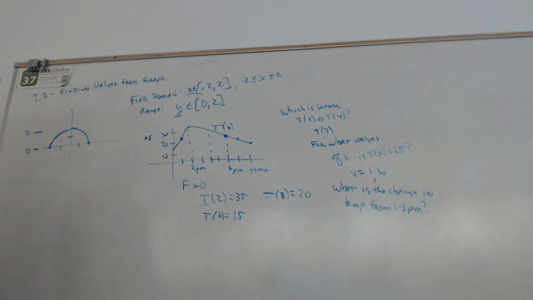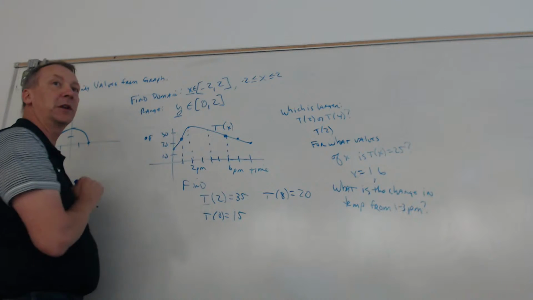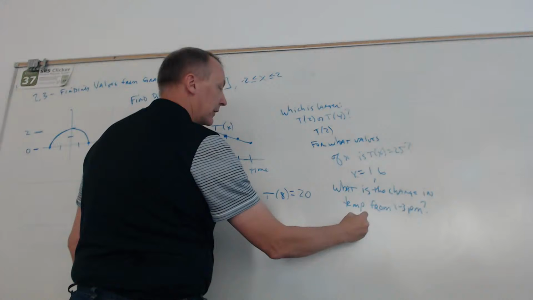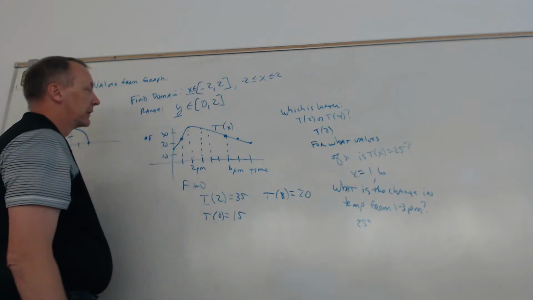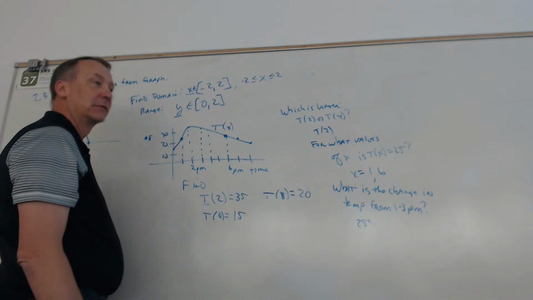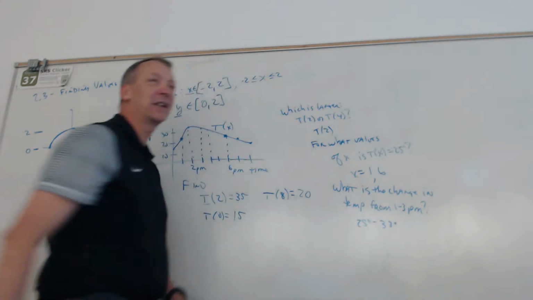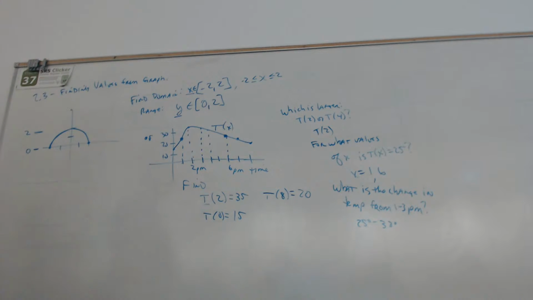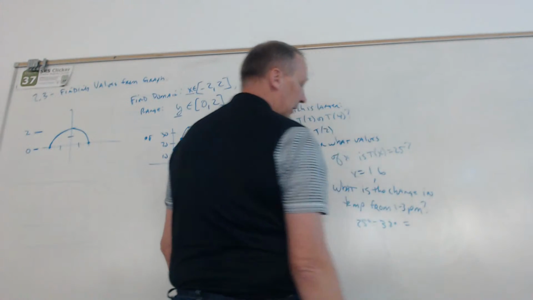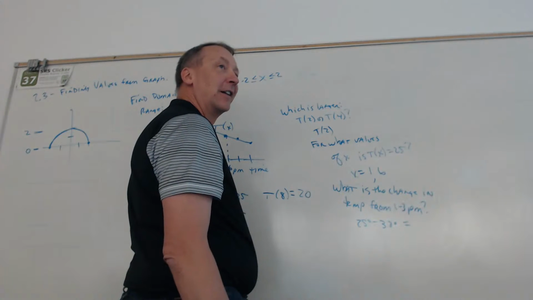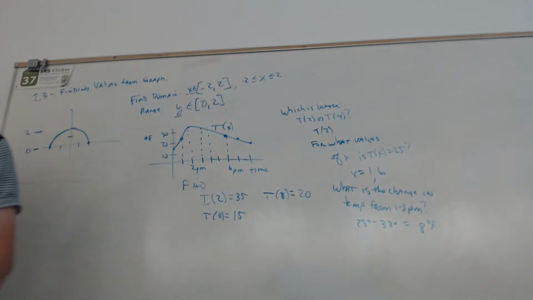What's the change in temperature from 1 to 3 p.m.? So 1 p.m. we're saying is about, I don't know, 25? 25 degrees, and 3 p.m. we're saying is about, is it 35 or 30? Yeah, let's go with 33. Somewhere in between. Okay, and so the change in temperature would be about 8, right? 8 degrees. Okay, all right, very good.